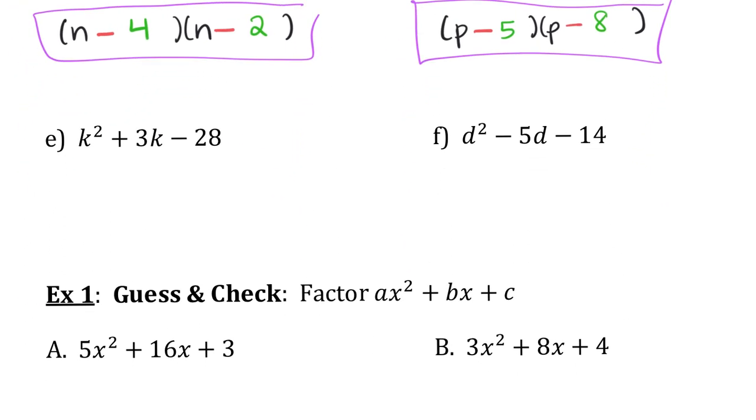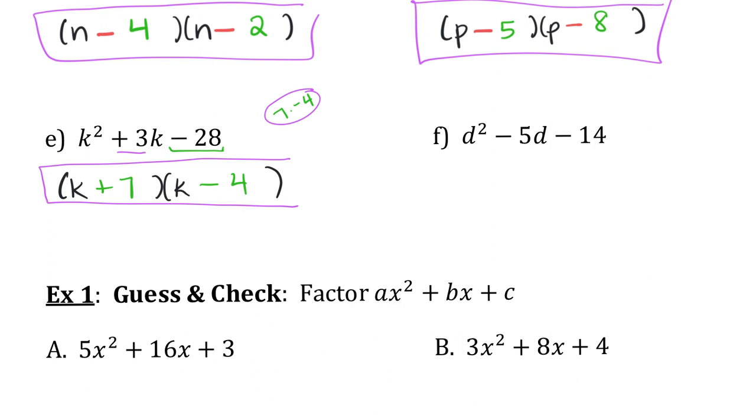Okay, 2 more like this, and then we'll get to the next step. Okay, K. Okay, be careful. This is a negative 28. So it's going to be a positive and a negative. Okay, what could I do? I could do 7 times 4, but one of them has to be a minus. Okay, now it has to add up to 3. If I do 7 minus 4, well, I do get 3. Okay, so I'm going to do positive 7 and negative 4. 7 times negative 4 is negative 28. 7 minus 4 is 3. So it matches both.